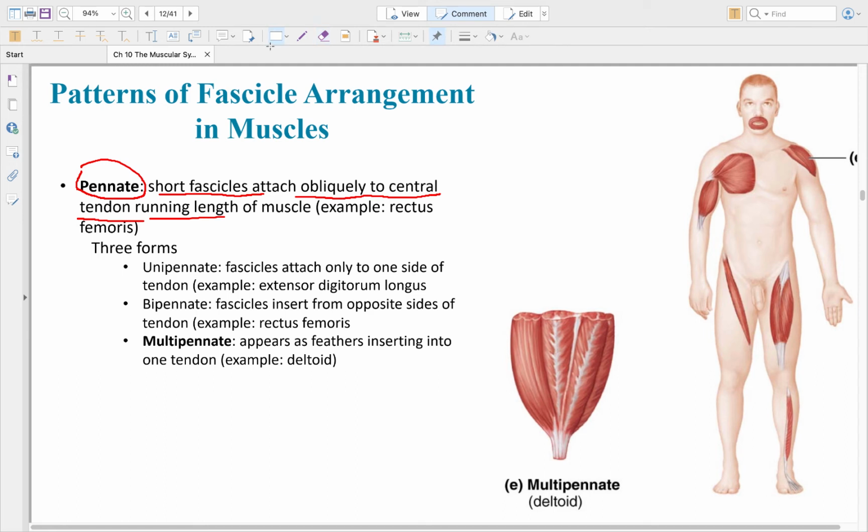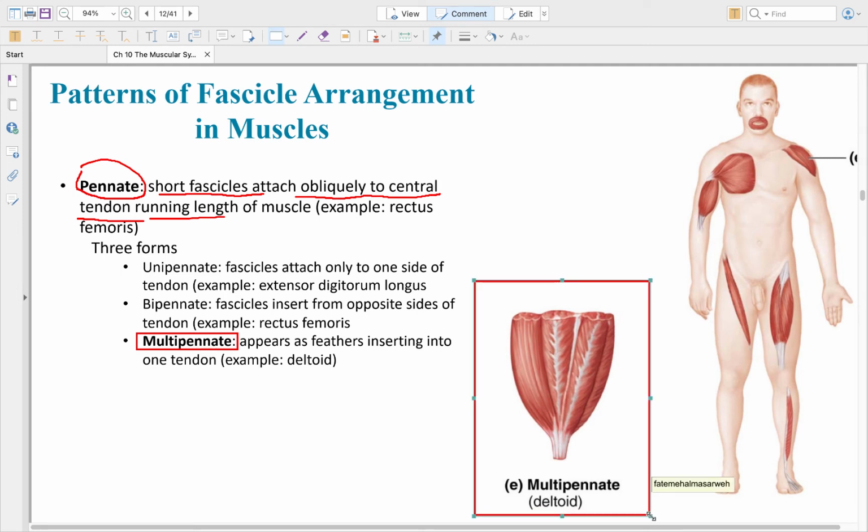Okay, so the first one that we're going to look at is the multi-pennant. The multi-pennant appears like a feather shape, or it appears feathers are inserted into one tendon. So here you can see that. This would be the one tendon, and this would be the feather shape. That's one feather. That's two. Okay, that's three. Okay, so this is the deltoid muscle. So that's a pretty good example.